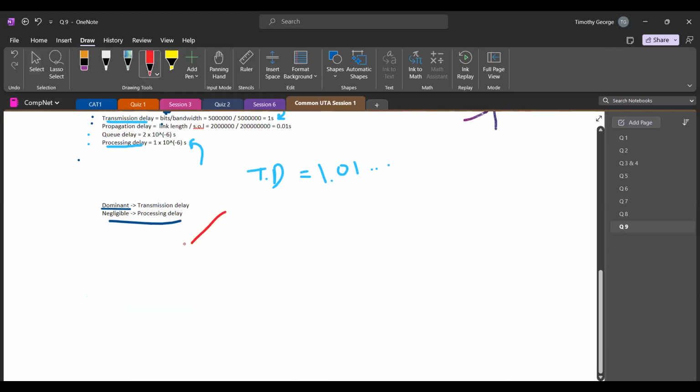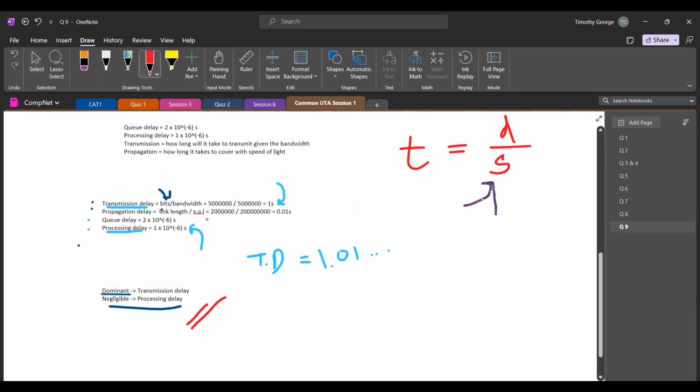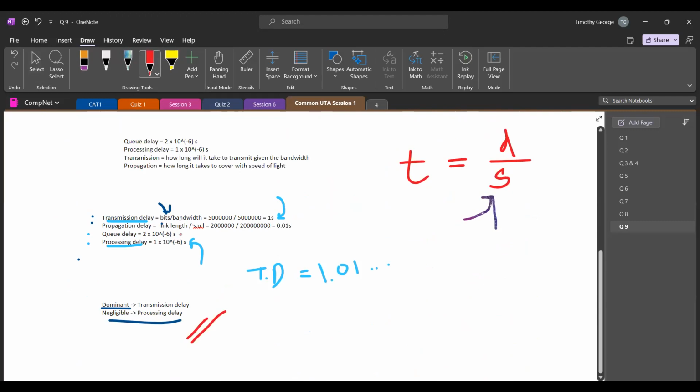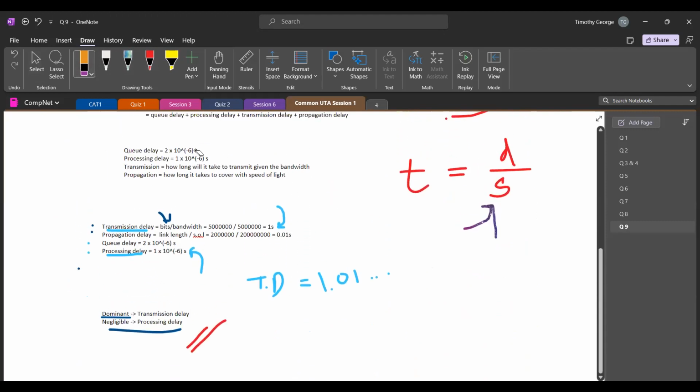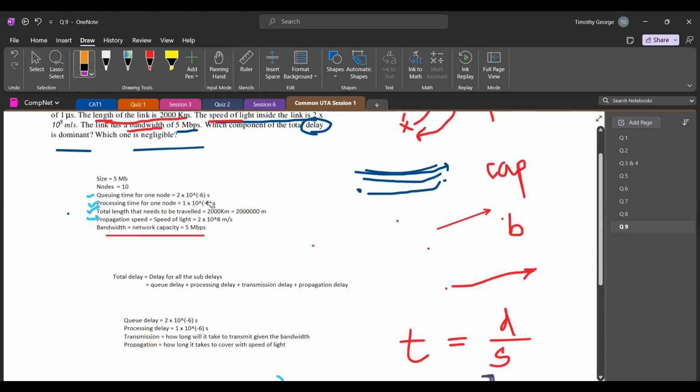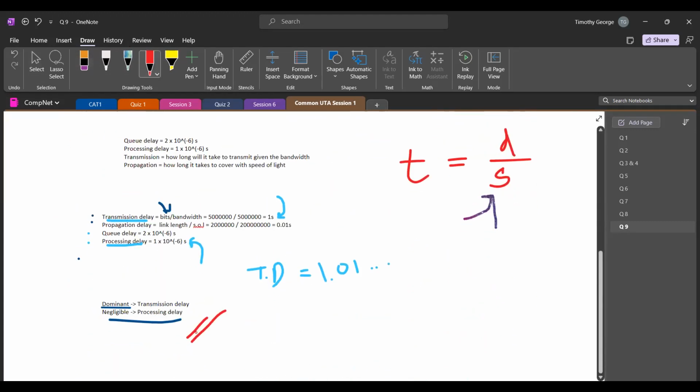You could have done this a lot faster. You just needed to know that this is how you calculate transmission and propagation delay. You would get a very easy calculation. Compare it with these two, queuing delay and processing delay, which are already given in the question. And that's it. Dominant and negligible, you'll be able to answer. Yeah, that is how this question is solved.